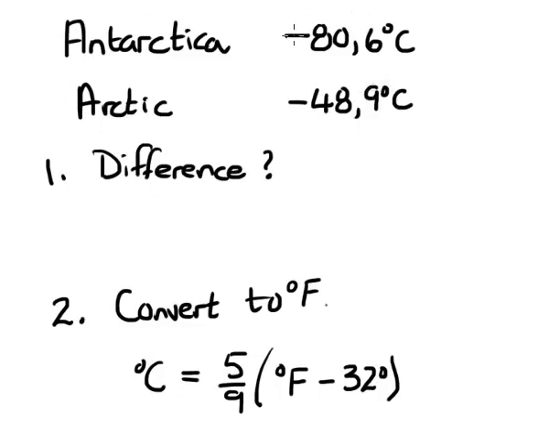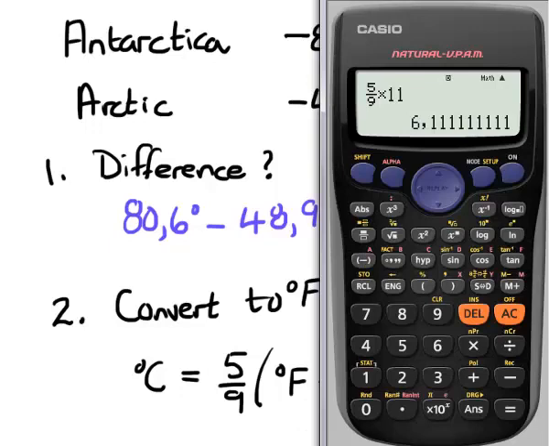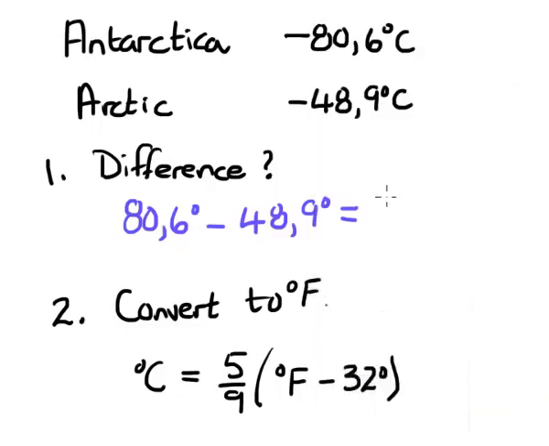Now we want the difference between these two. These two numbers are both negative, so we can just subtract them as though they are positives. So we're going to say 80.6 degrees minus 48.9 degrees, and do it on the calculator. Our difference is 31.7, so this is 31.7 degrees. That's the temperature that we have to convert.